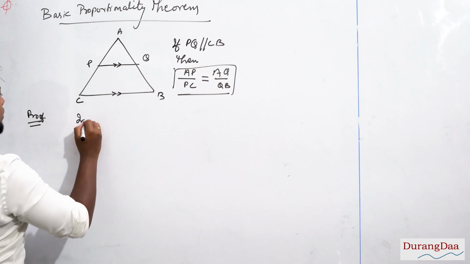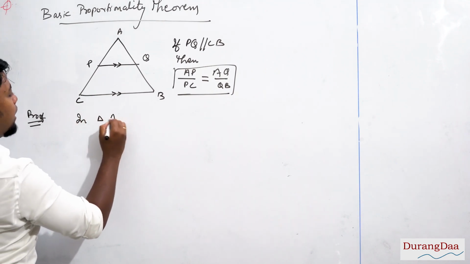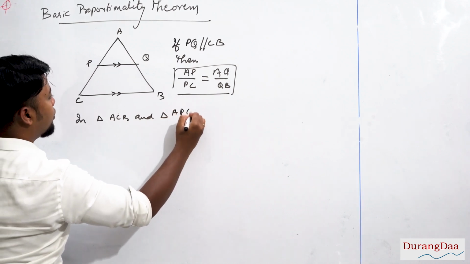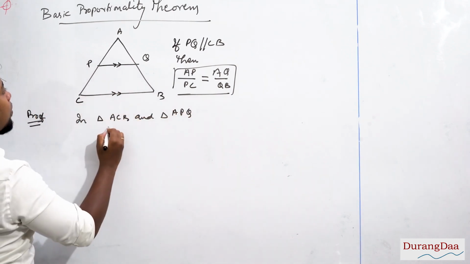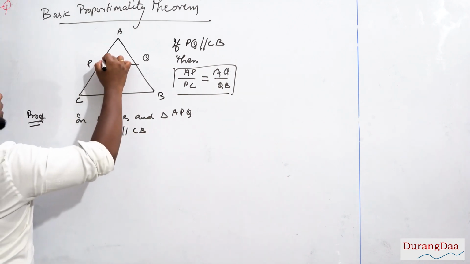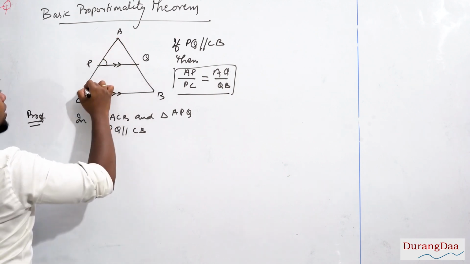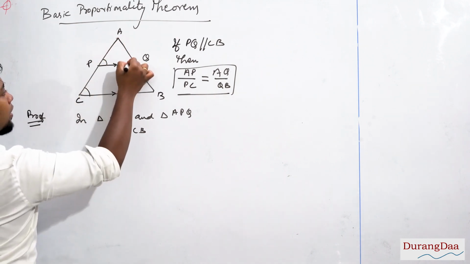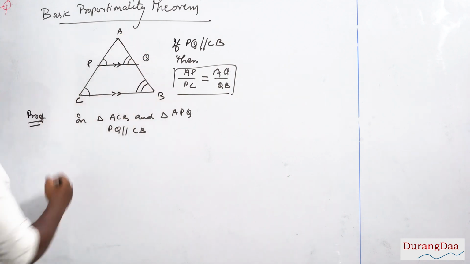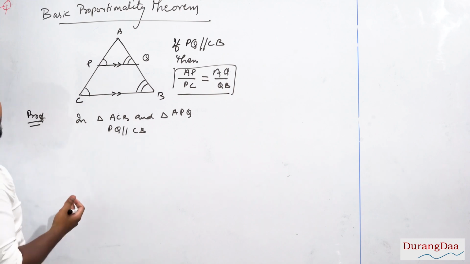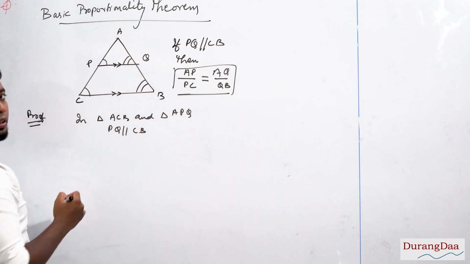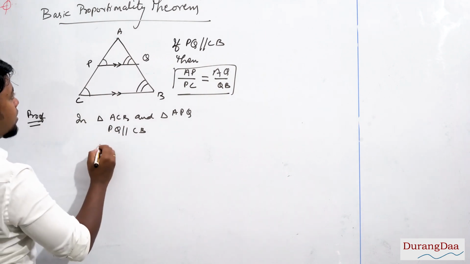Okay, in triangle ACB and triangle APQ, we already know that PQ is parallel to CB. That means angle APQ should be equal to angle ACB, and angle AQP should be equal to angle ABC, because they are corresponding angles. And finally this third angle, A, is common to both the triangles. Is that clear? So we can just write it down.